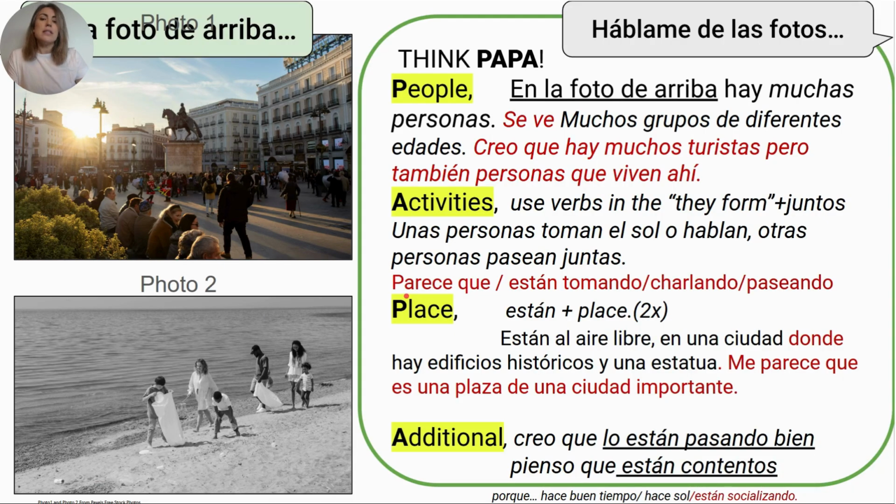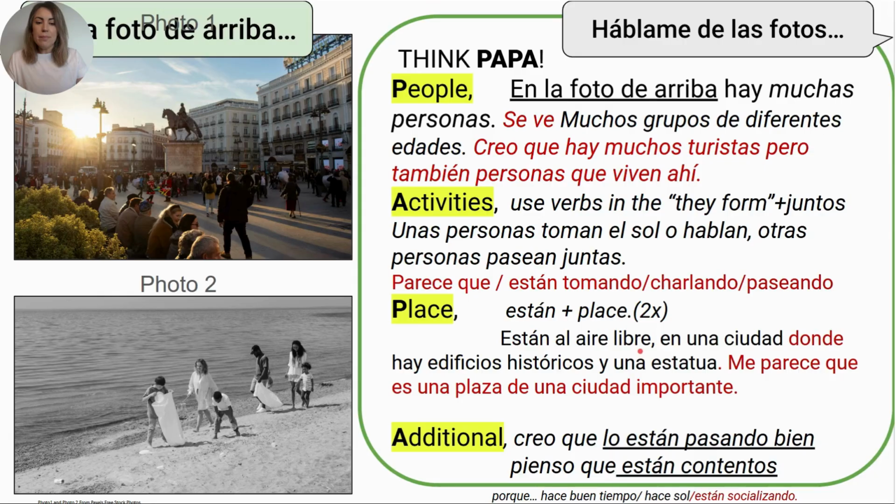Now, higher, you could say something like, parece que unas personas están tomando el sol juntas o están charlando. Charlar means to chat, as in with a person face to face, rather than chatting on the phone. Y también están paseando juntas, okay? So 3 things. Bueno, place. They are located, están, plus place, 2 things for foundation, 3 things for higher.